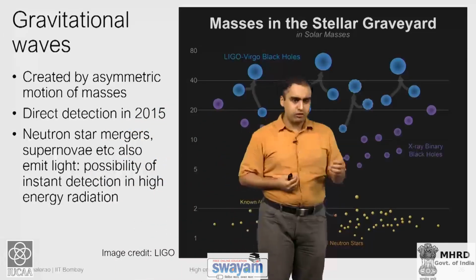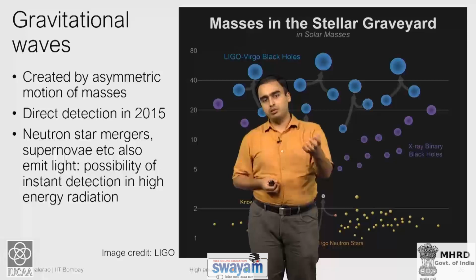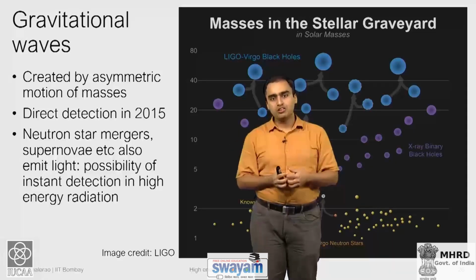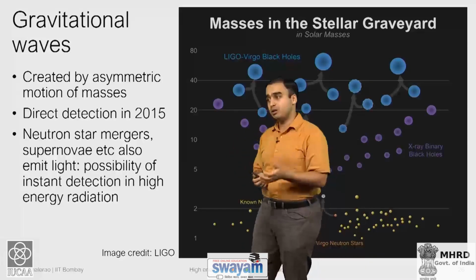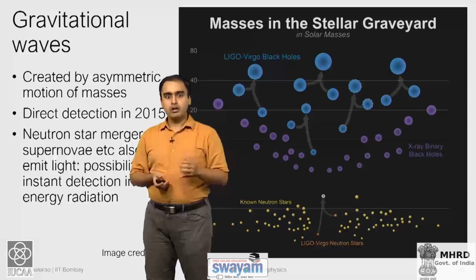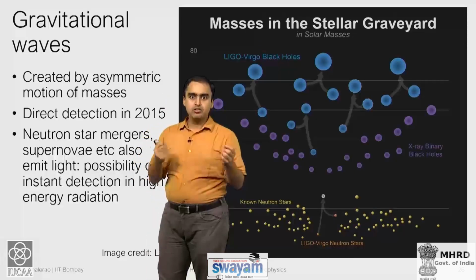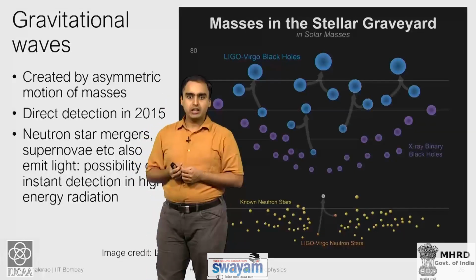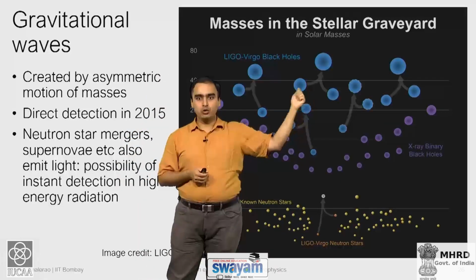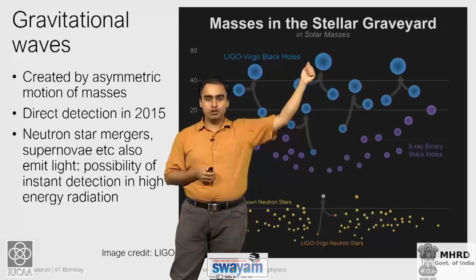So, gravitational waves, broadly speaking, you will have another module which deals with it in detail, but are created by asymmetric motion of masses. The first direct detection happened in September 2015, and what generated that is a merger of 2 black holes, and that is what you see over here in these diagrams, which is that say this black hole and this black hole merged to give this black hole.